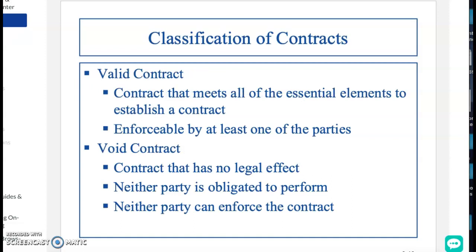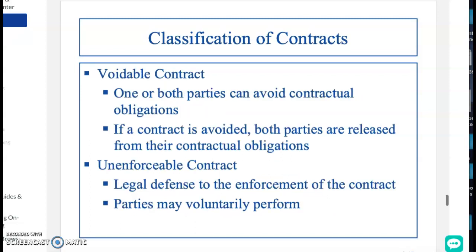A valid contract just means it meets all those essential elements: the bargain for an exchange, offer, agreement, contractual capacity, and legal object. A void contract is a contract that has no legal effect. Neither party is obligated to perform, and neither party can enforce the contract. So if you are contracting for the sale of methamphetamines, this is going to be a void contract.